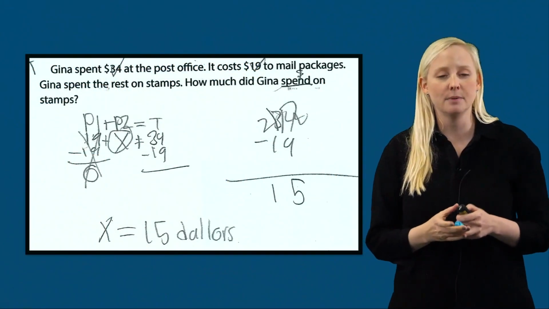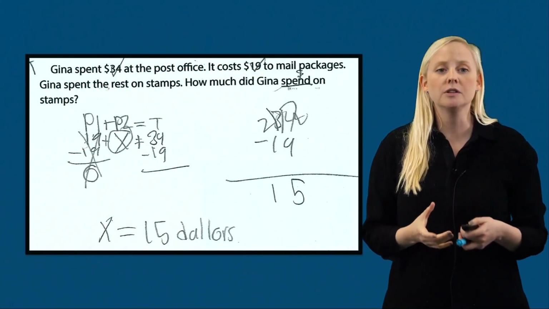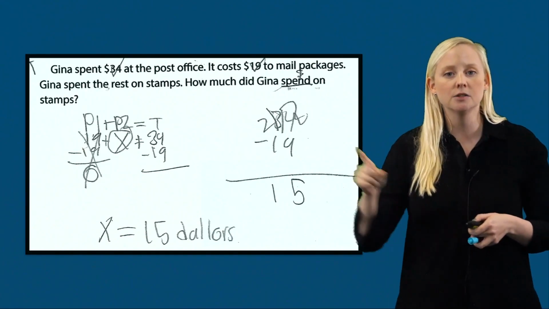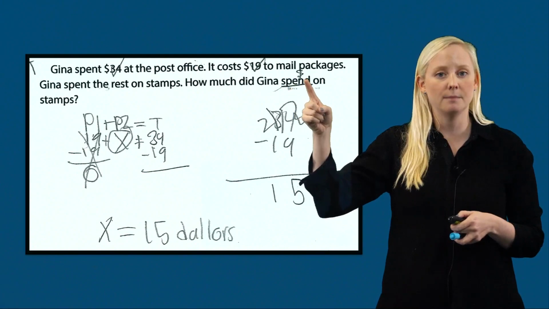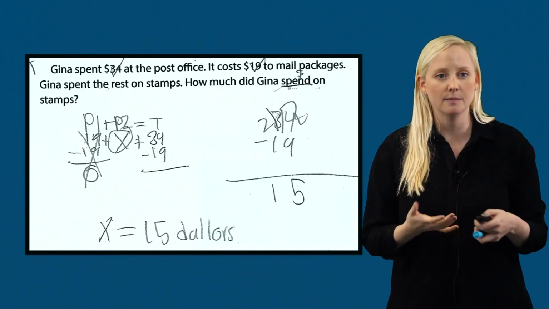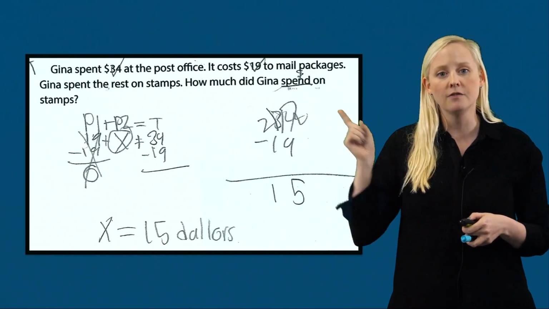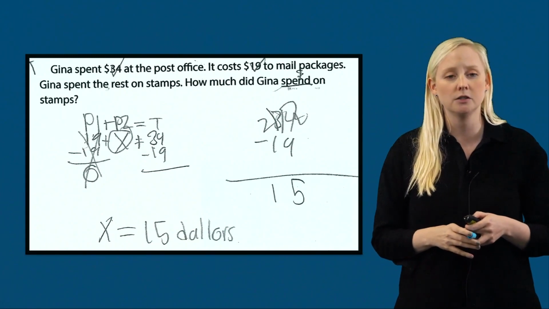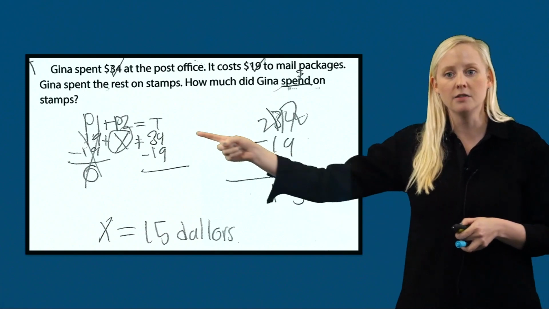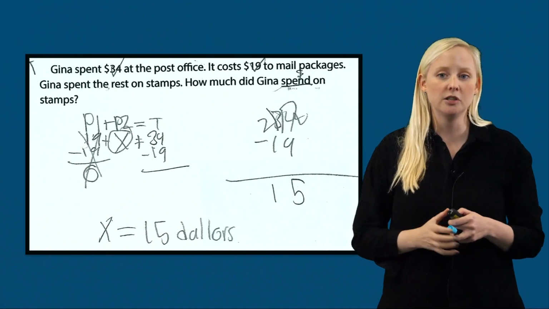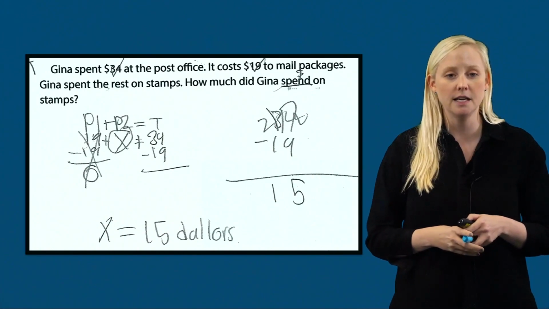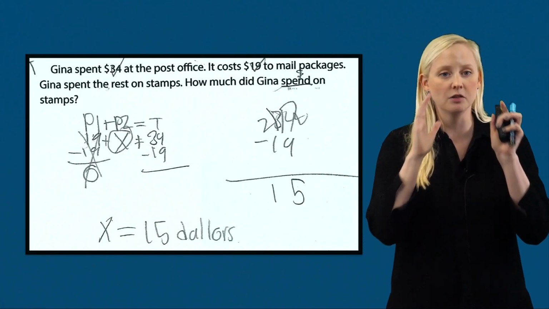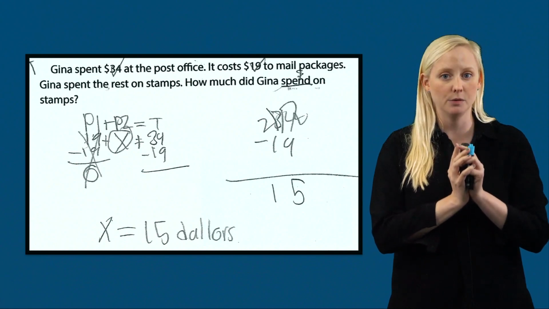Here we see an example of student work where the student solved a total problem where one of the parts was missing. Here we can see the student underline the label, spin, and put a dollar sign to indicate that our label was dollars. All the way in the far corner, you can see that the student wrote a T to identify that this was a total problem. Here the student correctly wrote the total equation, P1 plus P2 is the same as T. The student identified 34 as the total because Gina spent $34 altogether at the post office.